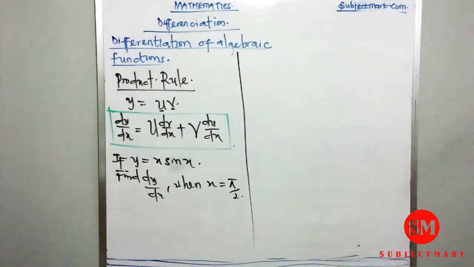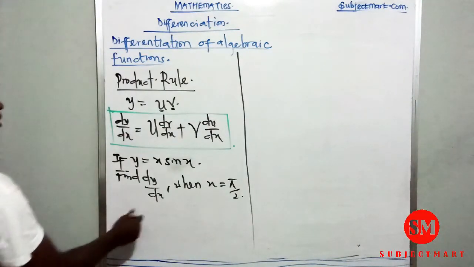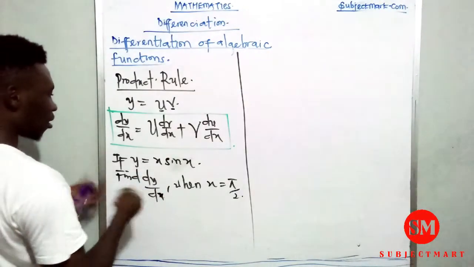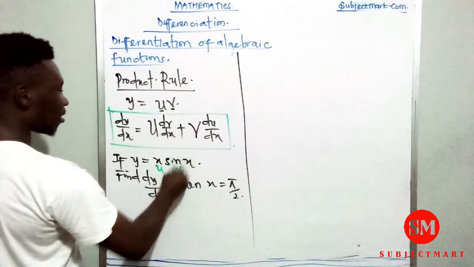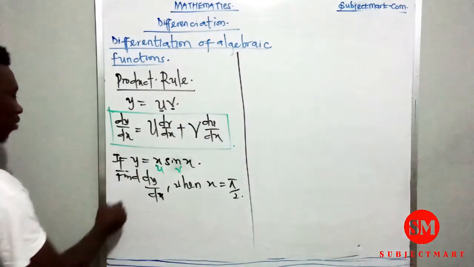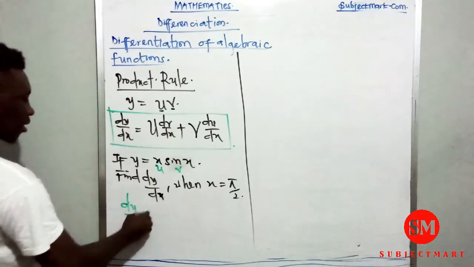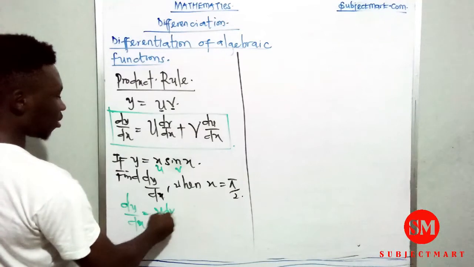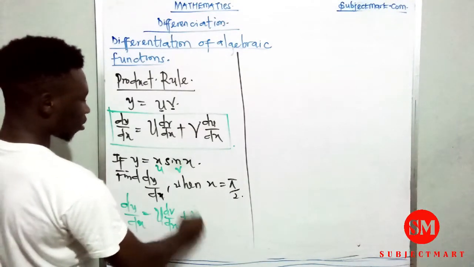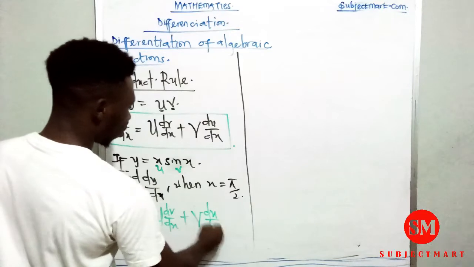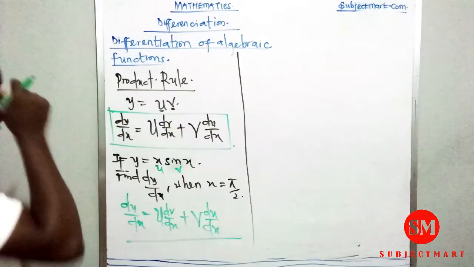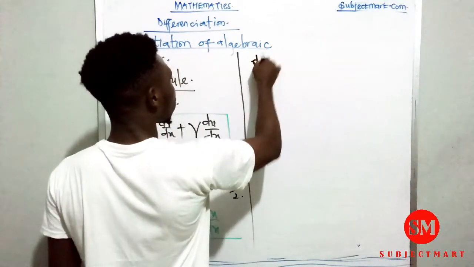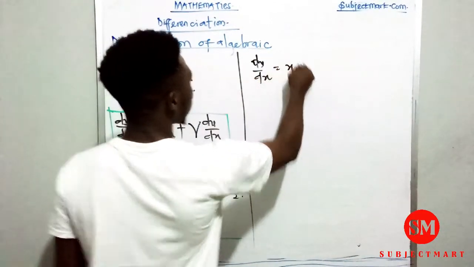Now look at this question. So what happens here? You differentiate. How do you differentiate? This here is your u, while this here is your v. And I told you to use this formula: dy/dx is equal to u dv/dx plus v du/dx. So we'll take our u. What is our u? Our u here is x.